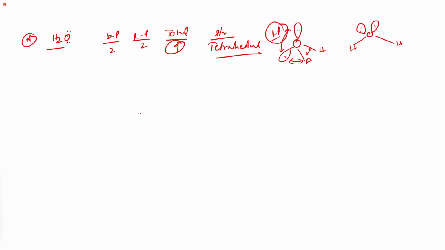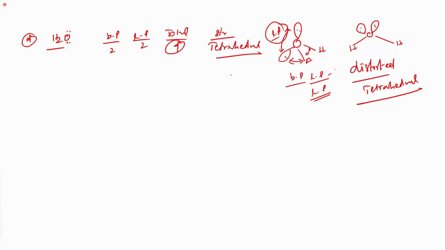Okay, so lone pair repulsion is there. The shape should be tetrahedral, but there are bond pairs and two lone pairs present, so the shape is a distorted tetrahedral structure. The reason is that lone pair-lone pair repulsion is more than lone pair-bond pair repulsion, which is more than bond pair-bond pair repulsion. Due to the presence of these three types of repulsion, the structure is distorted tetrahedral.